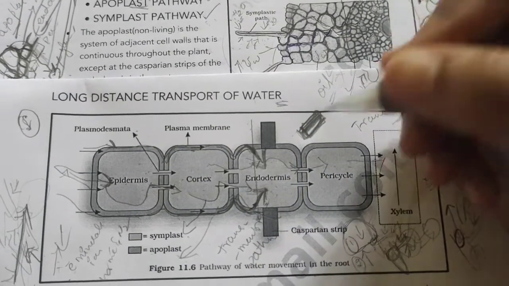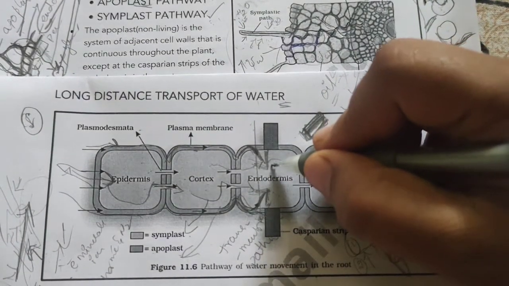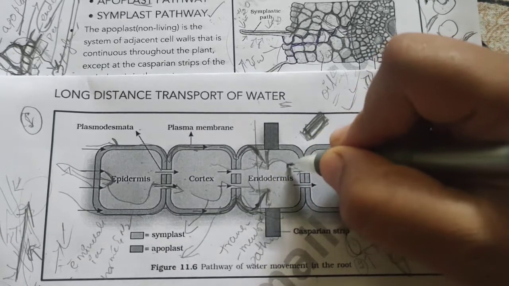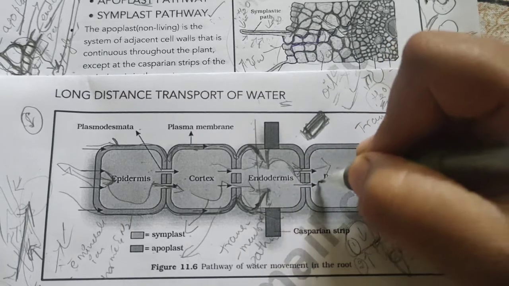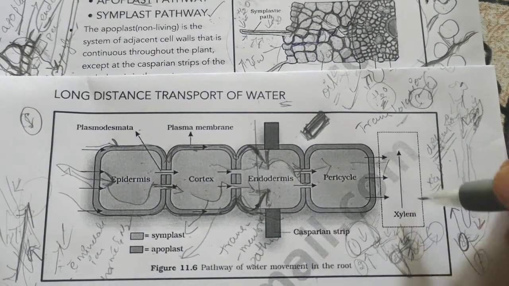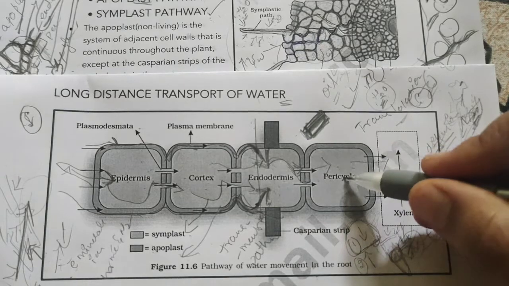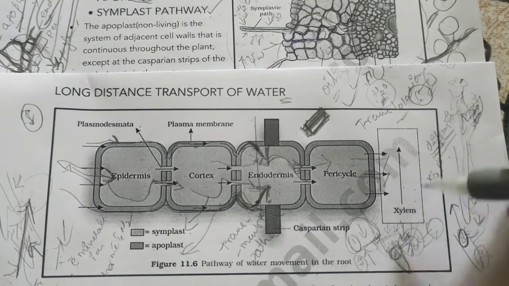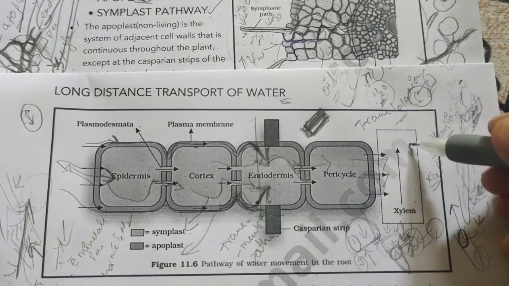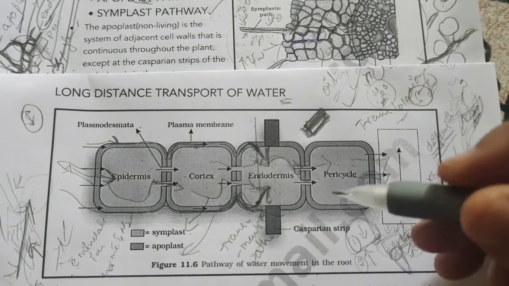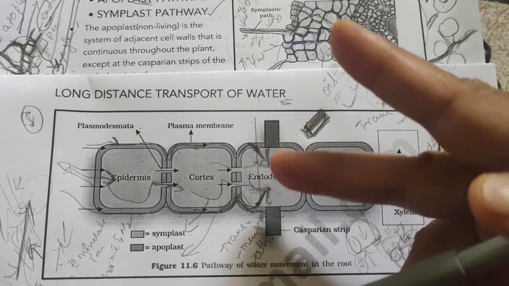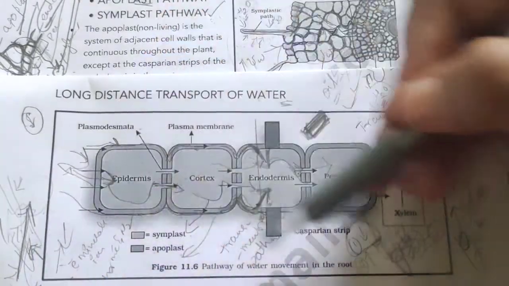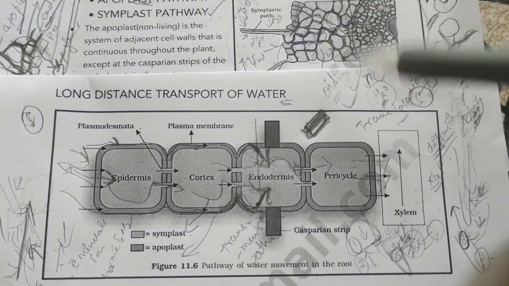So as soon as it reaches the cytoplasm of endodermis, through cytoplasmic streaming, it reaches the pericycle, and from here the xylem. So once water reaches the xylem, now upward movement of water takes place, which is the second step in long distance transport of water. See, long distance transport of water occurs in two different steps. I told you, step number 1 is absorption, and step number 2 is upward movement of water.